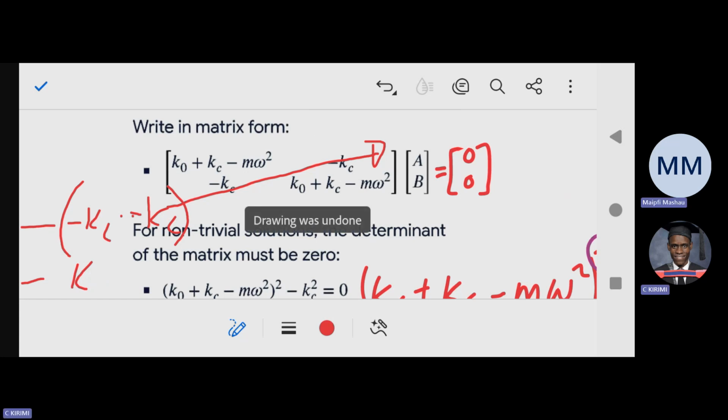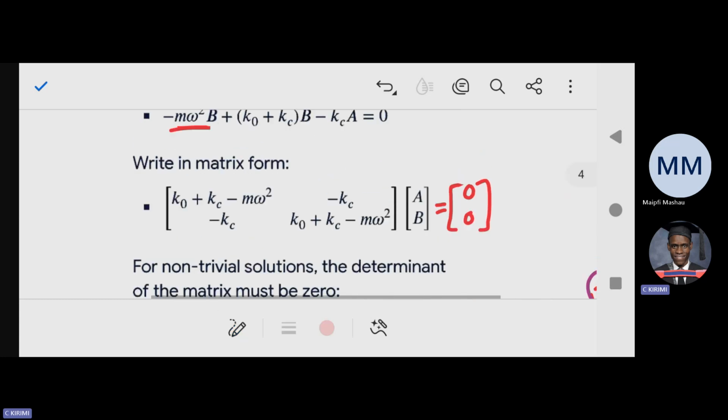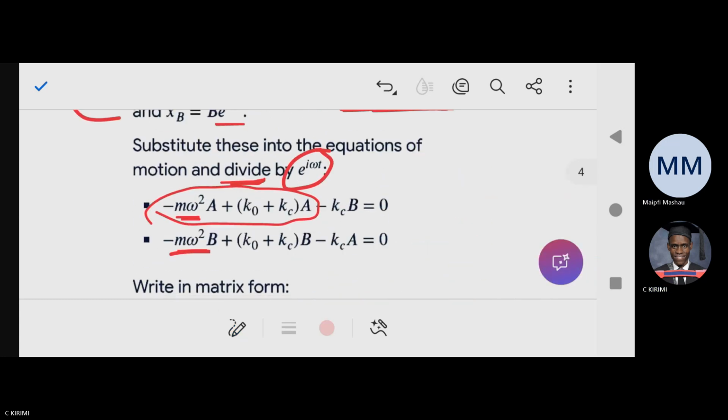Negative. So what is the purpose of writing the matrix in a matrix form? The matrix form is the fastest way to solve for omega. Remember, we are given two equations. These two equations. So instead of going the route of simultaneous equations, where you eliminate A and B, substituting back, matrix is the fastest here.